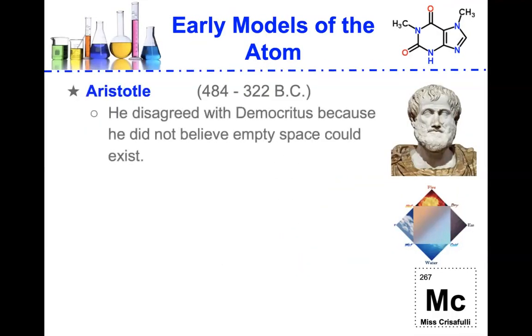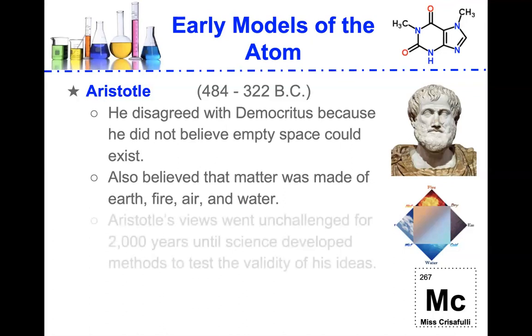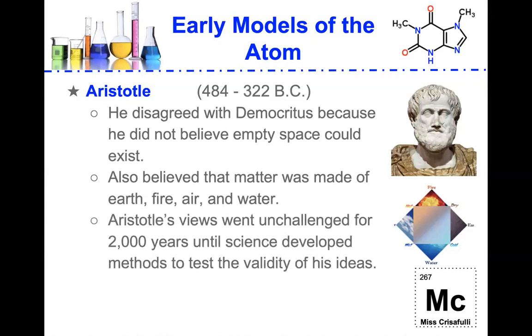Aristotle, 484 to 322 BC, disagreed with Democritus because he did not believe empty space could exist. He also believed that matter was made up of earth, fire, air, and water. Aristotle's views actually went unchallenged for about 2,000 years until science developed methods to test the validity of his ideas.